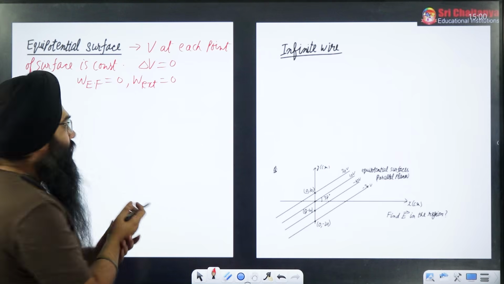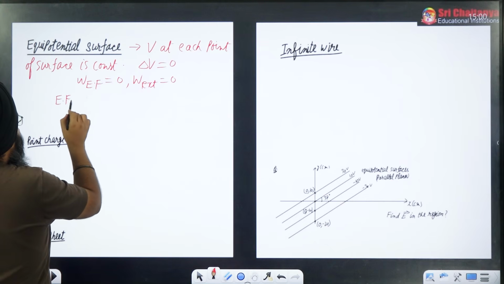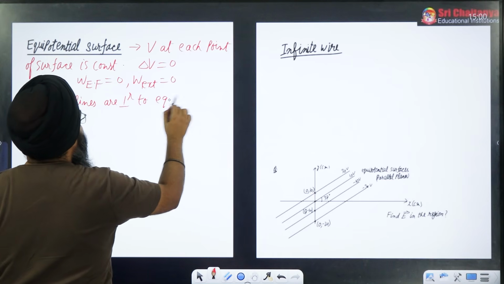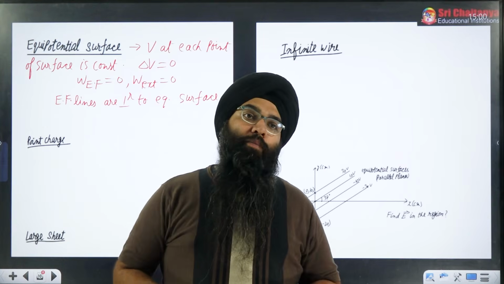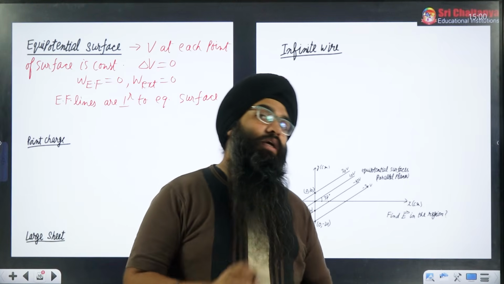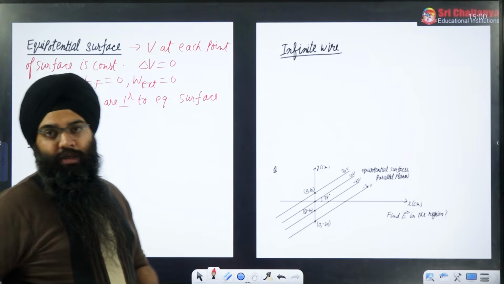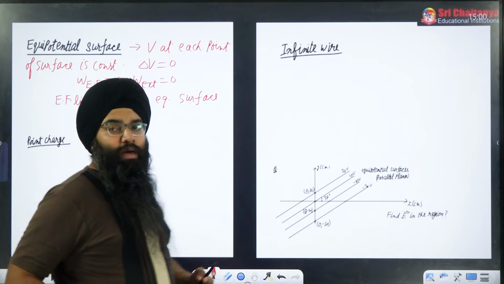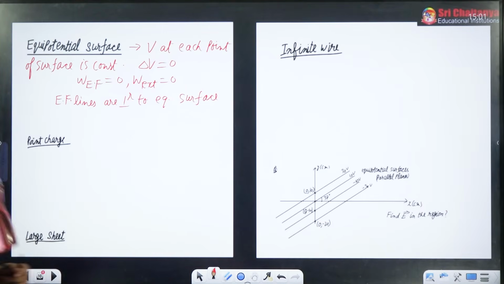One more thing which you have to see is that on an equipotential surface, the electric field lines are perpendicular to the equipotential surface. Always remember this, because if the electric field lines were at an angle to the equipotential surface, then obviously there would be one component along the surface due to which there would be movement of the charges. This cannot happen because we are taking the electrostatic condition. So always remember, for equipotential surfaces, the electric field is always perpendicular to them. I hope you have understood this.